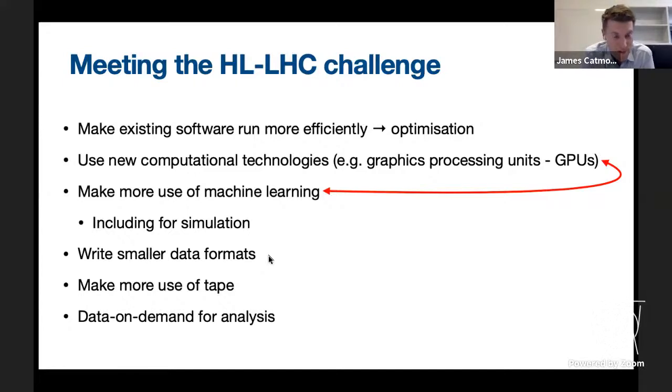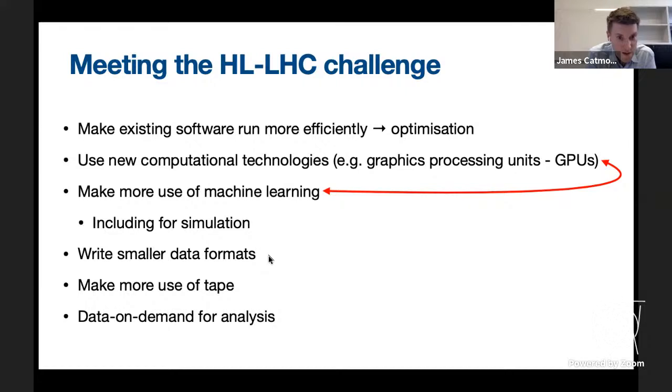So the first and perhaps most obvious thing is to make the existing software run more efficiently. This is what we call optimization, and we're working on this all the time. We also want to be able to use new computational technologies, and in particular, I'm talking here about graphics processing units, or GPUs. I'm going to say a bit more about that in the next slide. And related to this, we could also make more use of machine learning, including for doing the simulation, but for doing many other tasks as well.